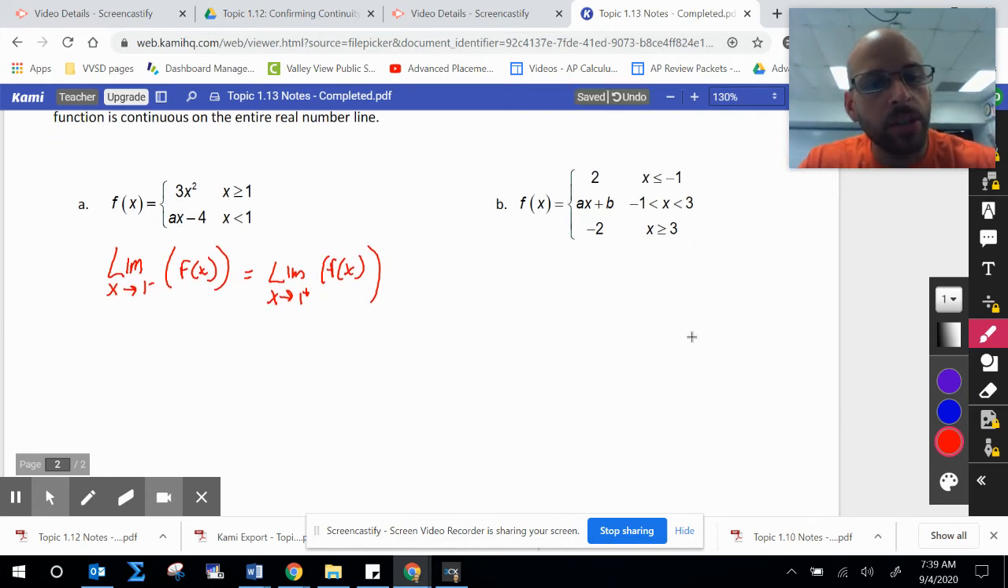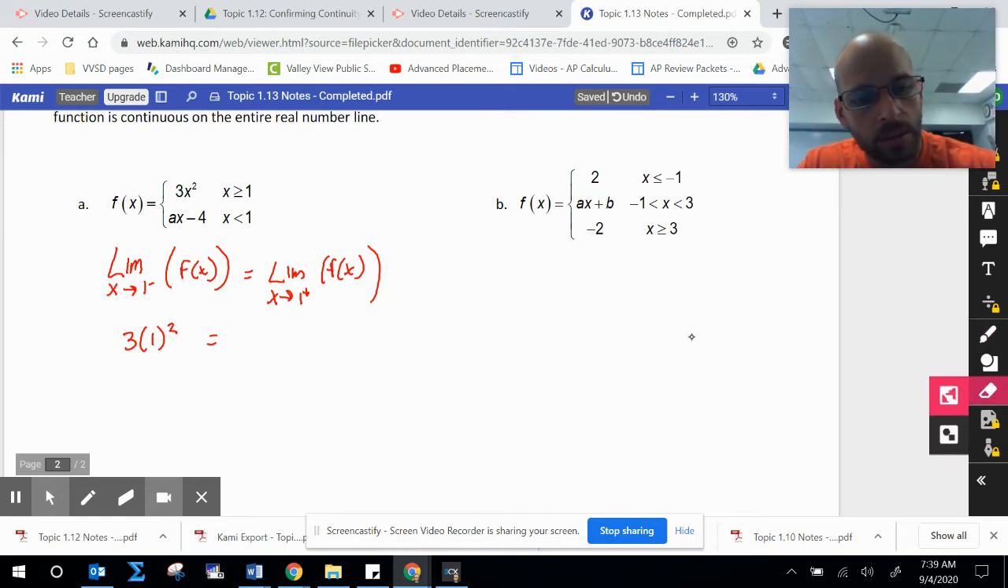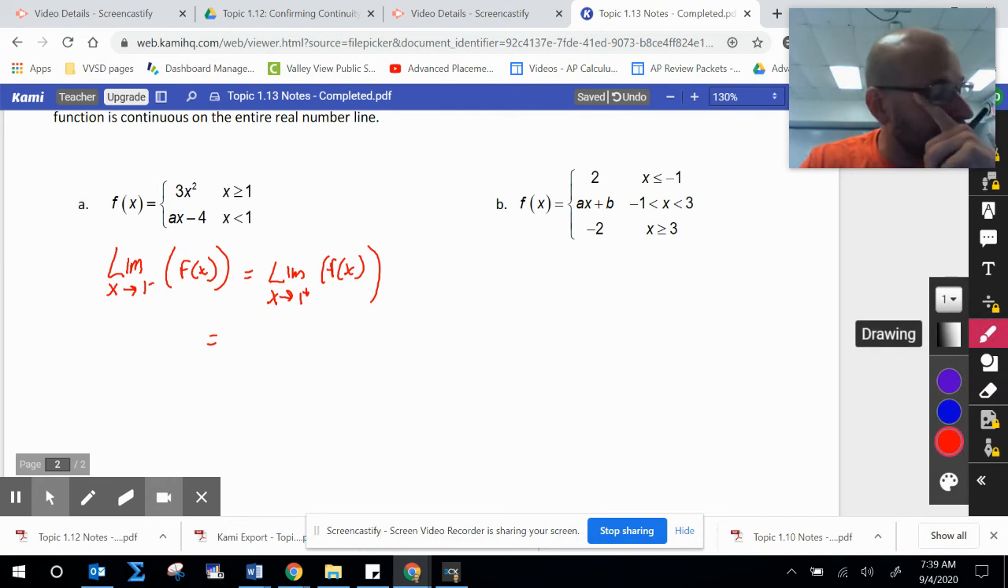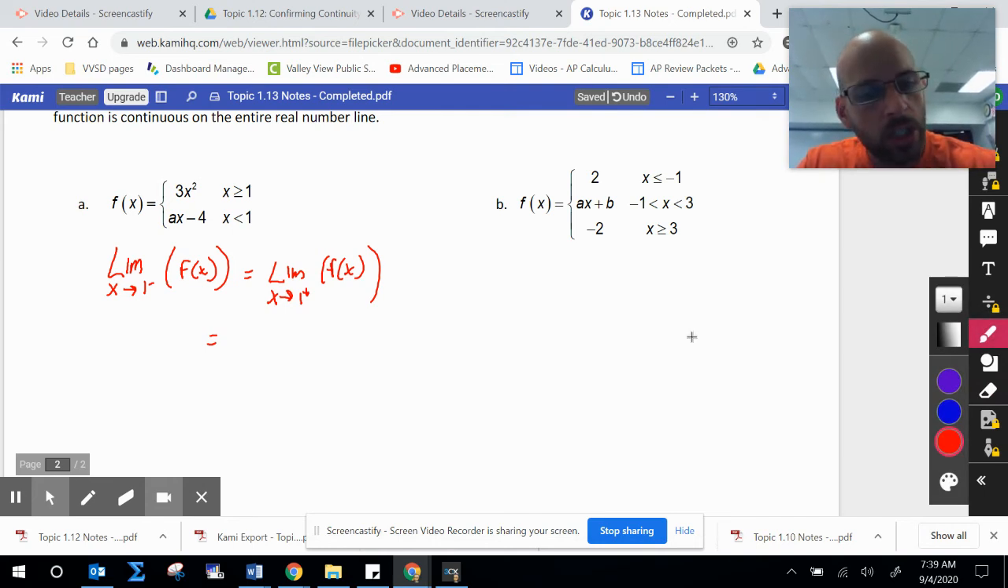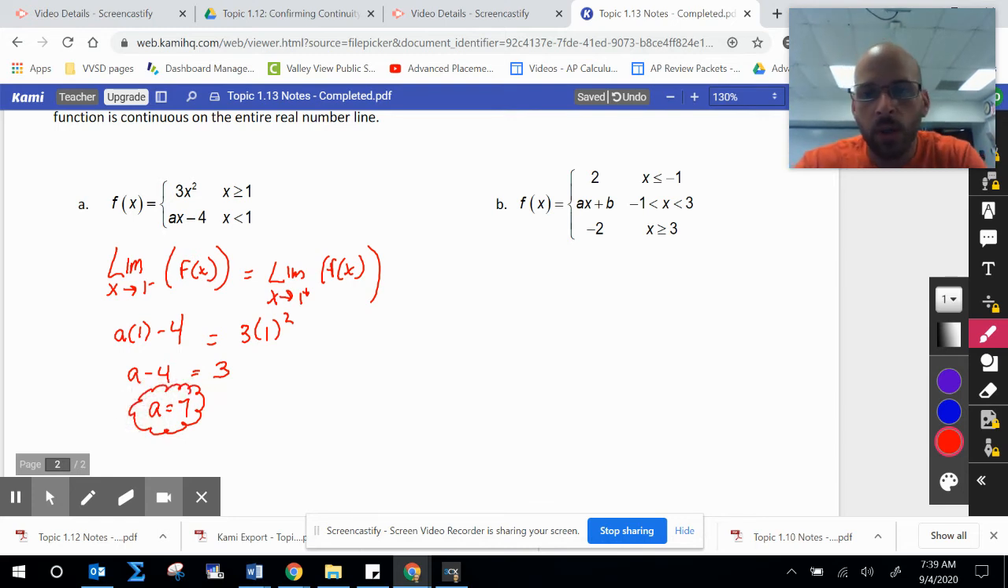So if I do the limit as x approaches 1 from the left, that's going to be a 3 times 1 squared. And if I do the limit as x approaches 1 from the right, I actually have it backwards. Sorry about that, guys. Left is actually going to be the second piece of the piecewise in this case. Not that it changes too much, but I want to be good. So I have a times 1 minus 4 is the left, and then 3 times 1 squared is the right. So I have a minus 4 is going to equal 3. Add the 4 over, I know a has to be 7. So we're finding a missing coefficient such that it's going to be continuous over all real numbers.